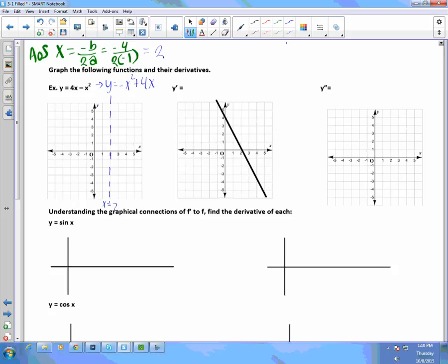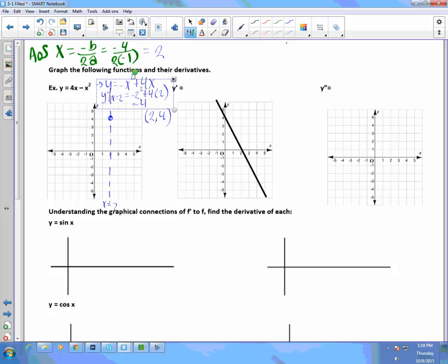How can we find the y-coordinate? We know the x of the vertex is going to be on that line. So if we evaluate y at x equals 2, we get negative 2 squared plus 4 times 2. What does that leave us with? Yeah, negative 4 plus 8, so 4. So the point is 2 comma 4.